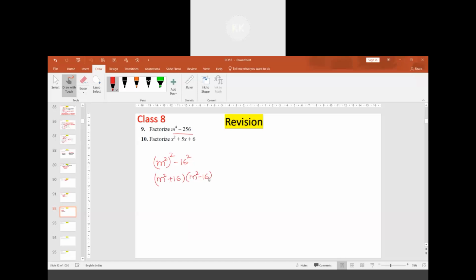This can be further written as 4 square. So m square plus 16 into (m plus 4) into (m minus 4). That's the end of it.